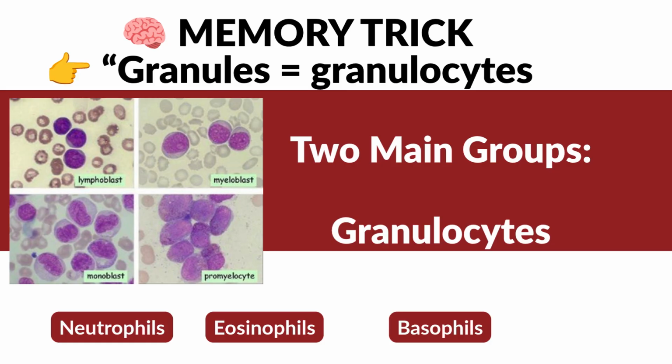So a memory trick: granular equals granulocytes. There are two groups, granulocytes and agranulocytes. So we've got neutrophils, eosinophils, and basophils. Remember, those are our lobed ones. They look grainy. They are part of our granulocytes.